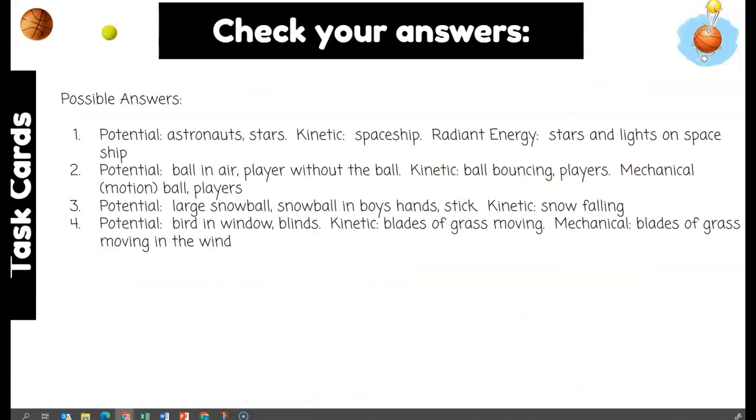Now, here are the answers to the pictures, okay? So potential, we have the astronaut and stars. Kinetic, the spaceship. Now, when the stars reflect the light from the sun, you have radiant energy, the stars, and the lights on the stars, and then the lights on the spaceship were light energy.